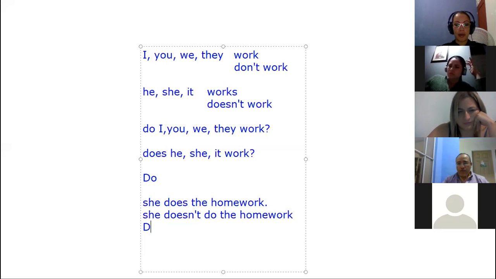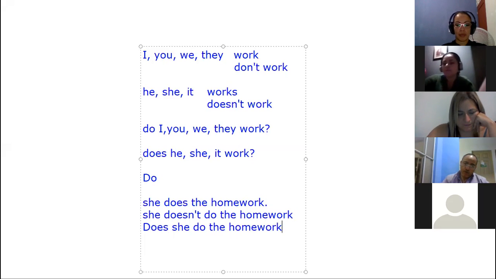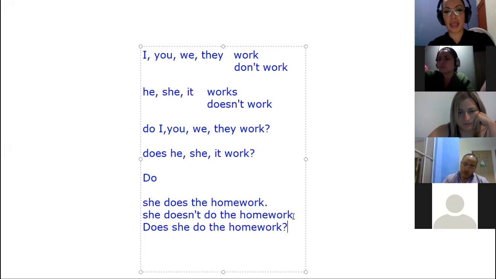In this case, the question is, does she do the homework? Así sería la pregunta. Voy a usar el auxiliar, luego el sujeto, luego el verbo y luego el complemento. ¿Me comprendieron eso que les quería explicar, del do como verbo y como auxiliar? Okay, good.